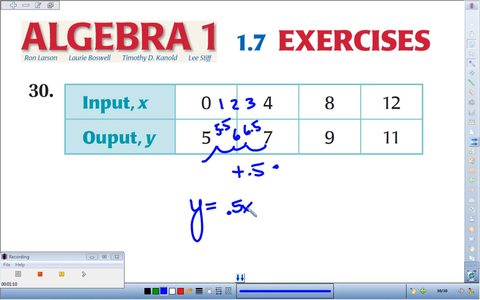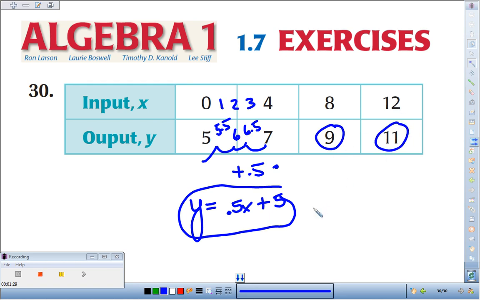So we've got to take our x value times a half, but 0 times a half is not 5. We have to tweak this equation by adding 5 to it. Double check it to make sure. Maybe I'll pick over here. Half of 8, well, that's 4. Plus the 5 makes the 9. Half of 12 is 6. Plus the 5 makes 11. This thing checks out.